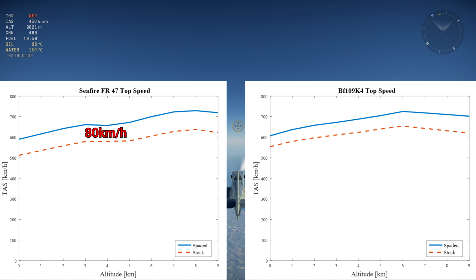Let's see how the K4 fares in terms of speed. Again, the same color and line nomenclature is used for the spaded and stock versions of the K4. The spaded K4 is 60 km per hour or 10% faster than the stock K4. This is still a big speed difference, but the Seafire is worse and hence wins the speed category. As you can see, the stock curves follow the trend of the spaded curves when it comes to speed as a function of altitude, which means that a stock aircraft isn't worse at altitude compared to sea level.